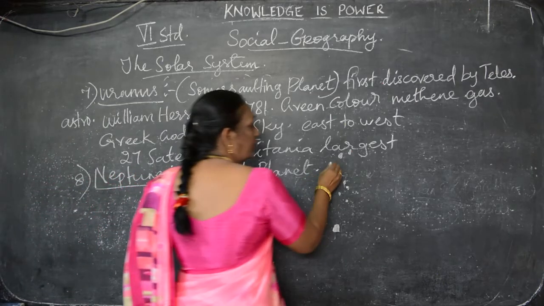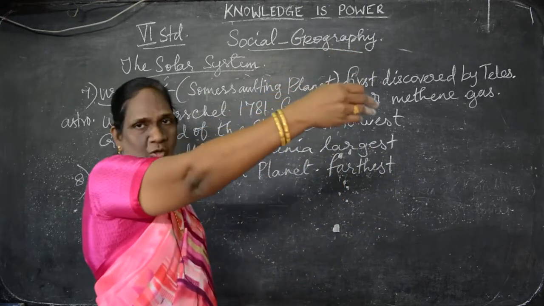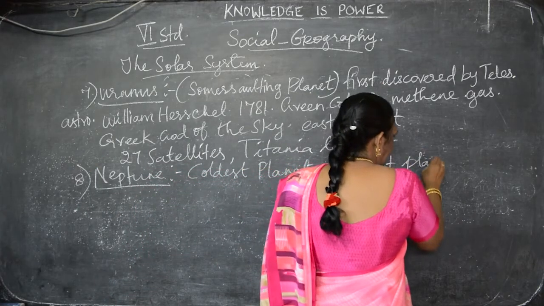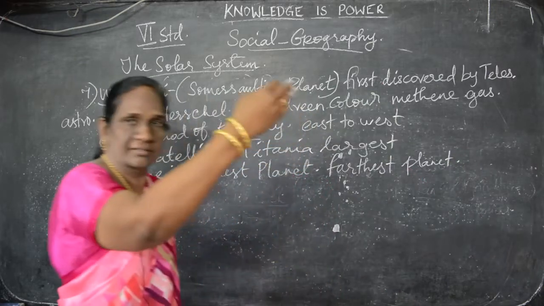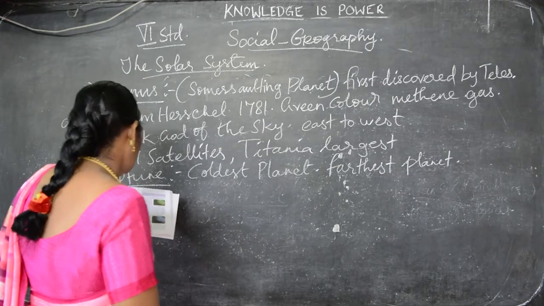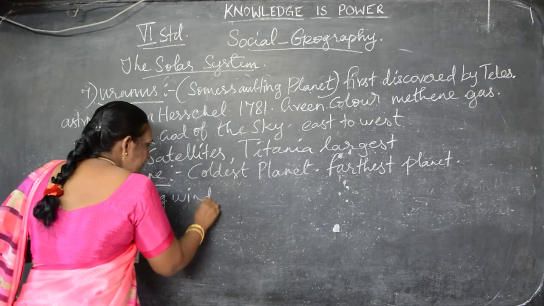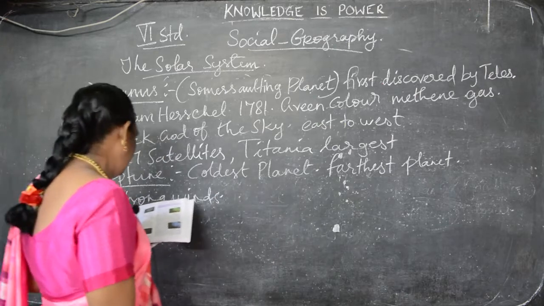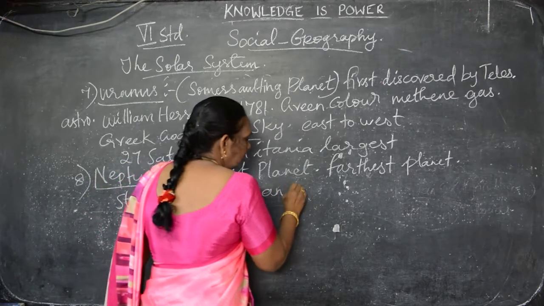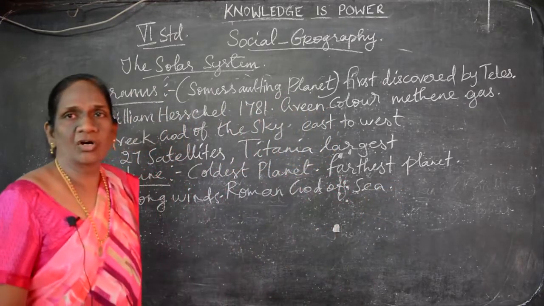Understand? And it is the farthest planet. What is meant by farthest? It is far away from the sun. So, it is called the farthest planet. Far means distance. Okay. So, the farthest planet. And we can see strong winds on this planet, Neptune. It is named after the Roman god of the sea.